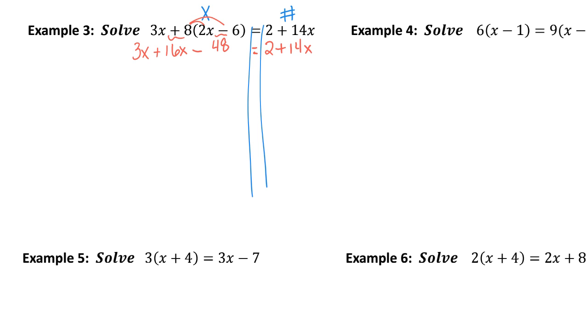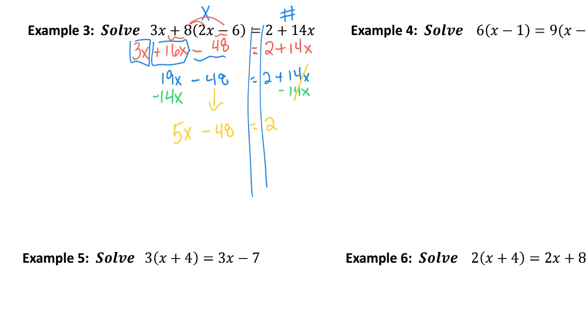Now we have like terms, so we can combine 3x plus 16x, which is going to give us 19x. We didn't do anything to this minus 48. We still haven't done anything to this 2 plus 14x. Now, we need to get this 14x to the other side. So we do that by doing the opposite of adding 14x, and we subtract 14x on both sides. These 14s cancel. 19 minus 14 is 5x. Bring my minus 48 down. And then we're left with 2 on this side.